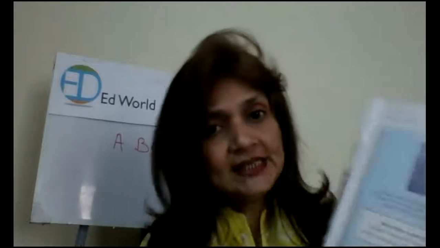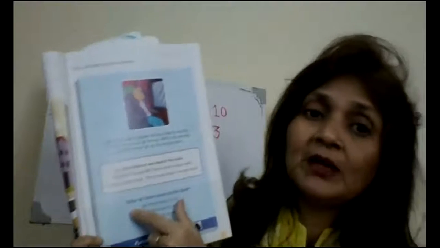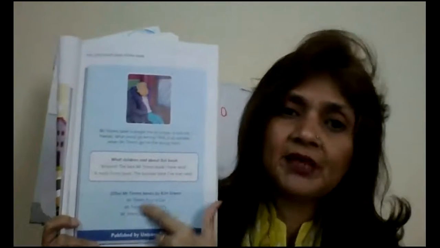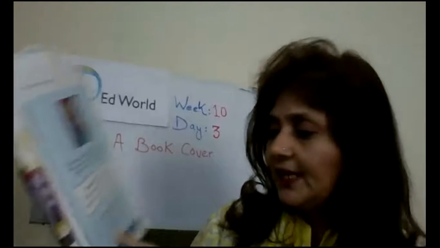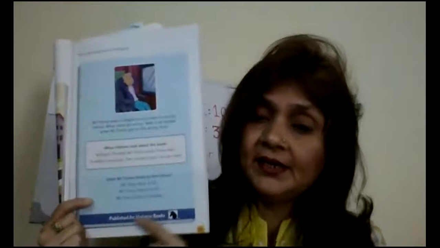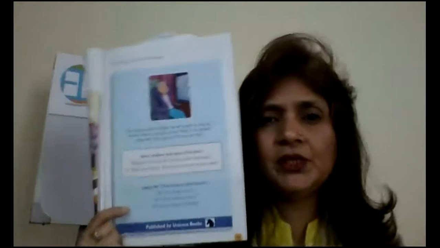So now what else is written at the back of the book? It tells you about some other books which are written by Kim Green. These are the names of other books which Kim Green has written, like Mr. Tim Buys a Car, Mr. Tim Learns to Fly, Mr. Tim Goes on a Holiday. And here is also a name. Now, what does this name tell you? What is this name about? This is about a publisher, the company or the person who has published that book. It tells you, published by Unicorn Books. Unicorn Books have published, right?